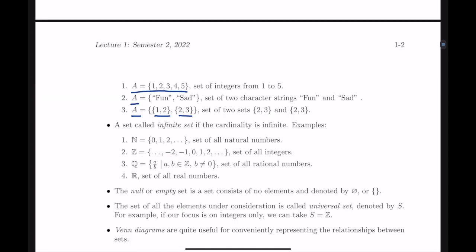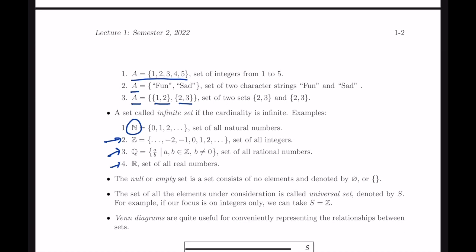You can also have infinite sets, when the cardinality of that set is infinite. For instance, you can take all the natural numbers, 0 all the way up to infinity, that is typically denoted with this N, or you can have all the integers denoted with Z, or a bigger set like all rational numbers, which we denote with Q, or the set of real numbers.